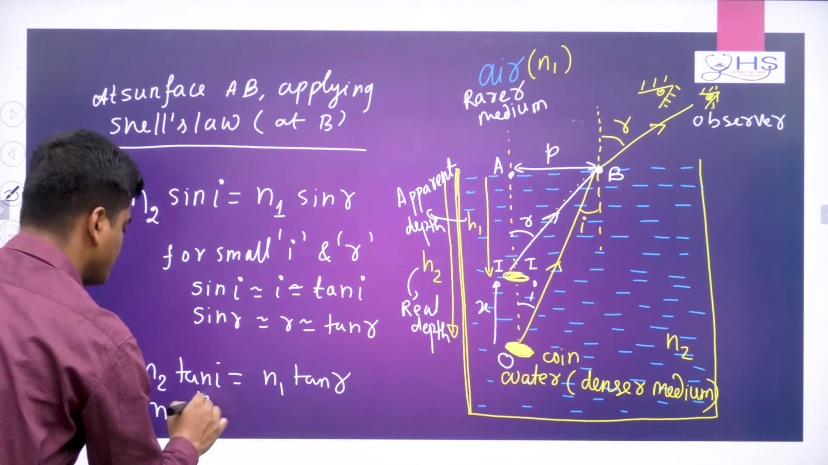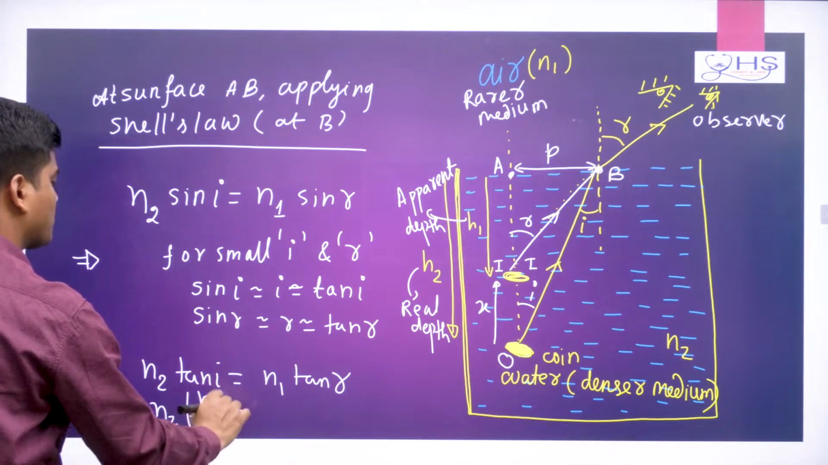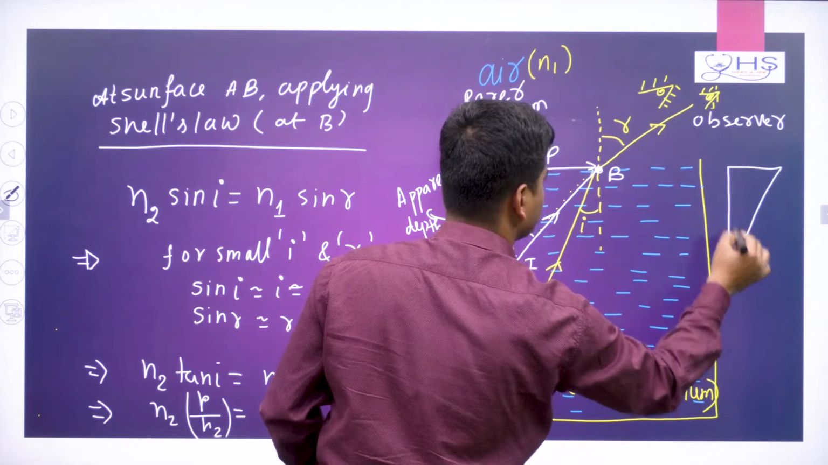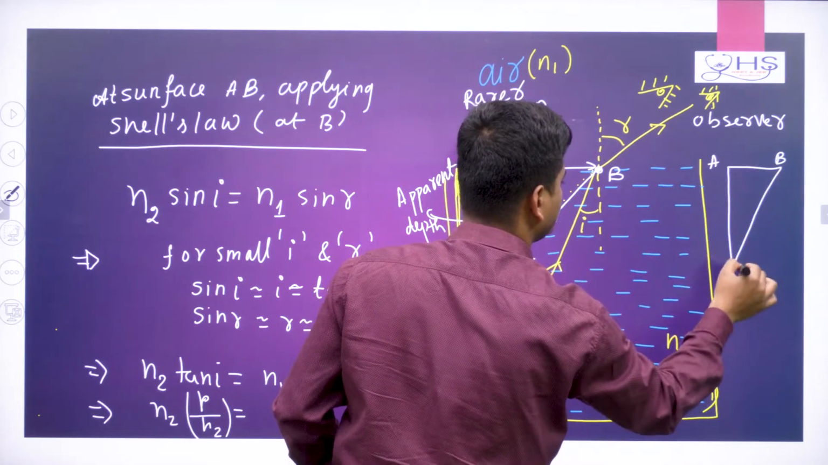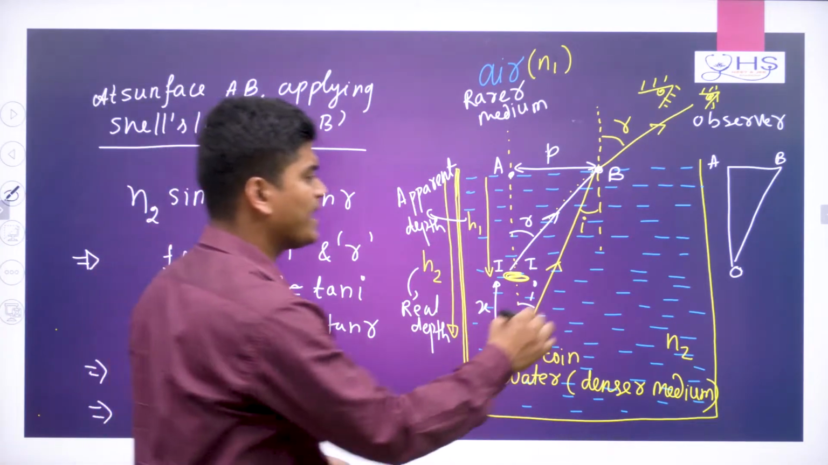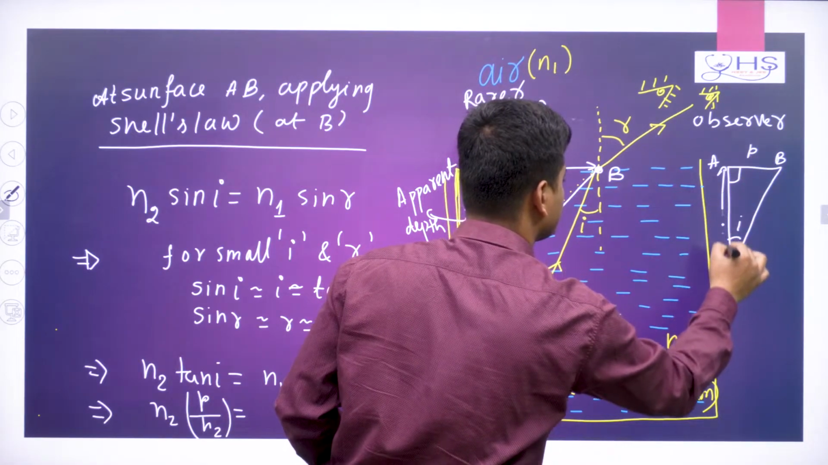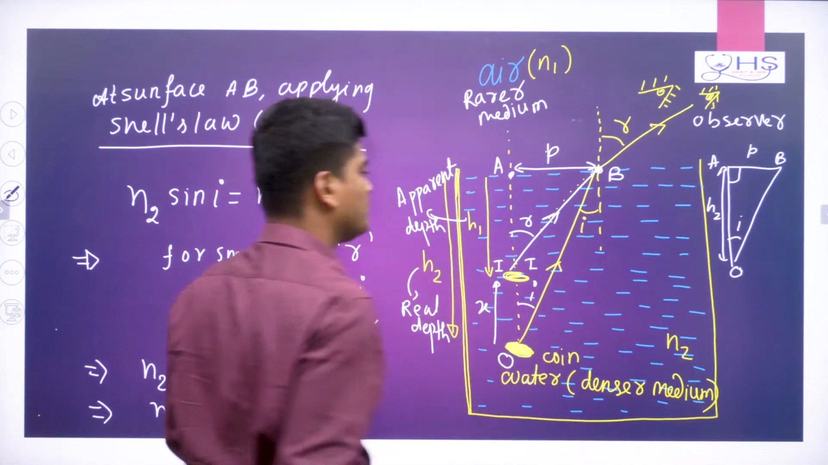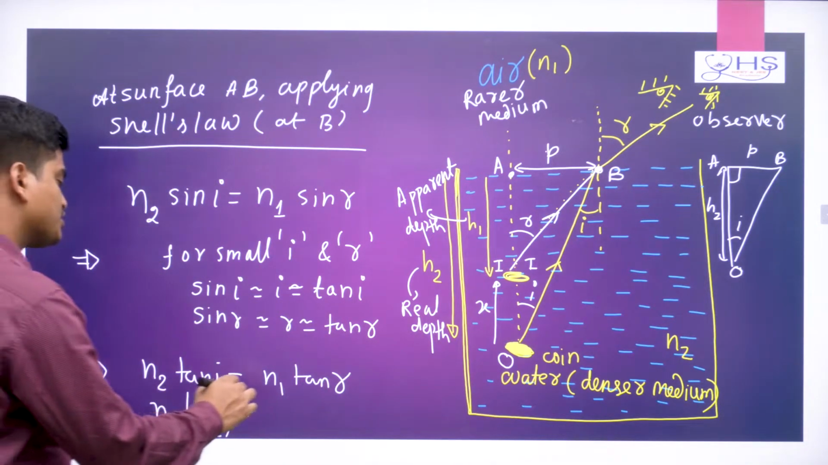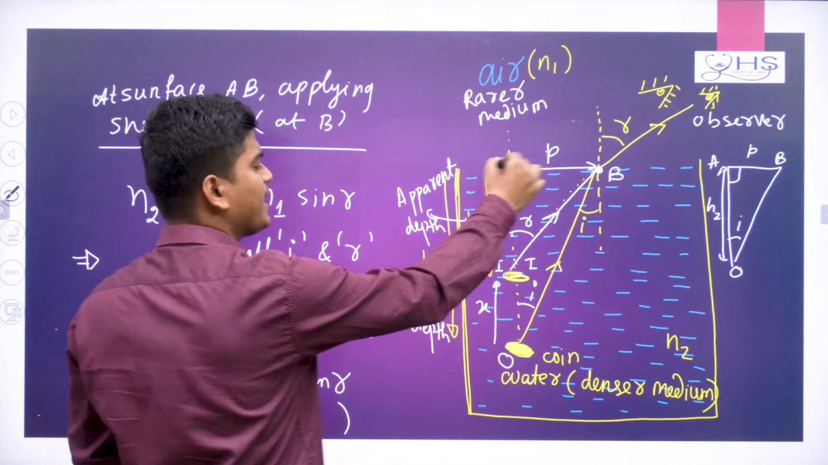Base, P by B, so P by H2. Check carefully here, this triangle is there. It is your A, it is your B, it is your O. So in triangle ABO, if you want to find tan i, this is the 90 degree, this is the P, and this distance is nothing but your H2. So tan i is nothing but P by H2.